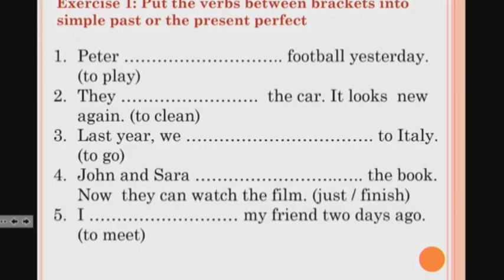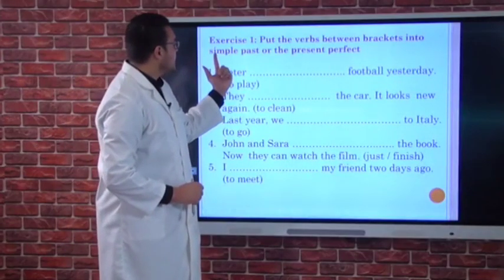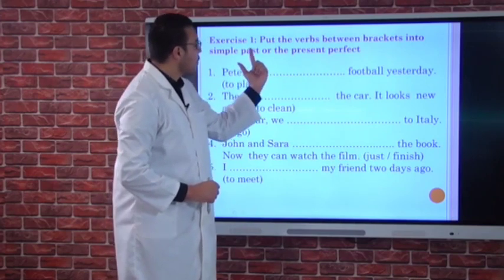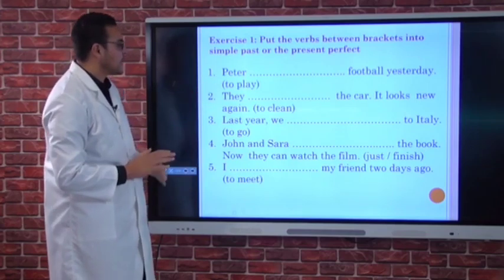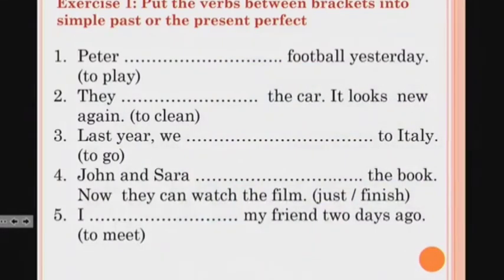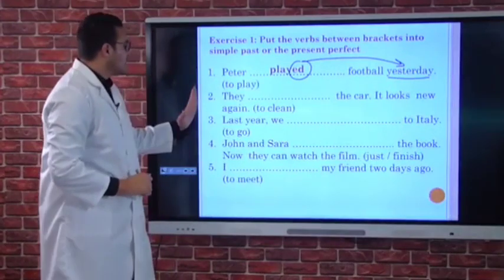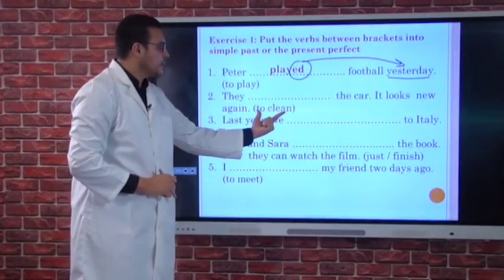Okay? So let's move to the other activity. In this exercise, we need to put the verbs between brackets in simple present, simple past or present perfect. We do it together. Five statements, verbs between brackets. Number one, Peter, and we have the verb to play football yesterday. Yesterday. What do you say in here? Is it past simple or present perfect? Peter played, because we have yesterday in here. Played.